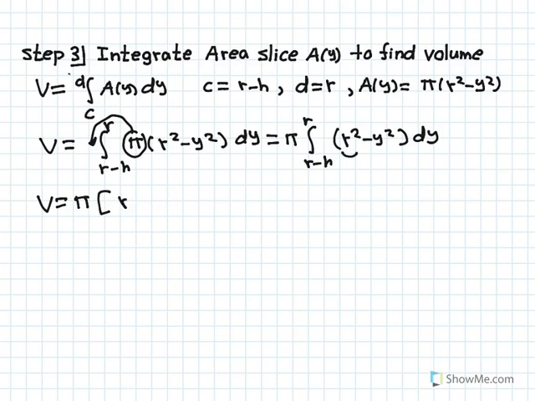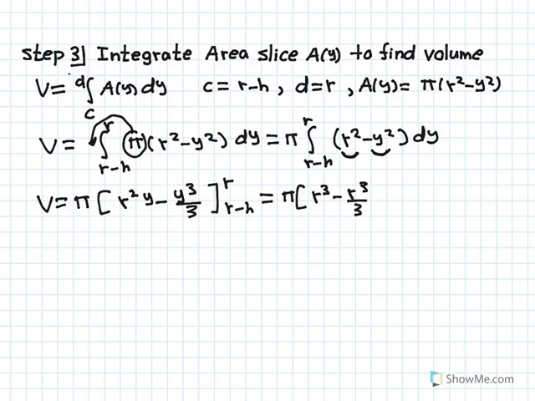So volume is equal to pi. Integrating r squared, we get r squared y, minus, integrating y squared, reversing the power rule, we get y cubed divided by 3, evaluated from r minus h to r. Applying the fundamental theorem of calculus, putting the upper limit in, we get pi times r cubed minus r cubed over 3, minus r squared times r minus h minus r minus h cubed divided by 3, and then close the bracket and close the main bracket.